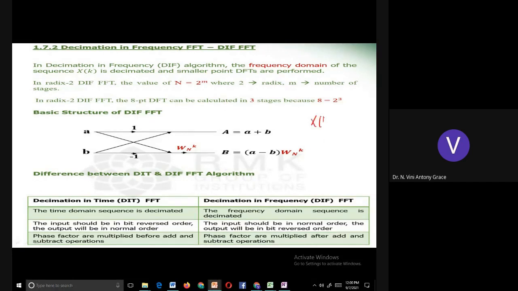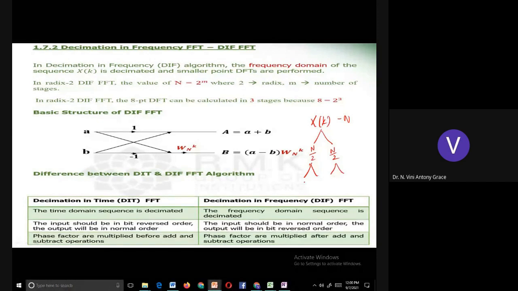Okay. But since we have already seen the derivation of DIT FFT clearly, if you go through the derivation that is given in the note, you will be able to understand it better. Okay. So here this N-point X of k will be decimated into two N by 2. And this again will be decimated into two N by 4. Now, since we are decimating the frequency domain sequences, we are naming this method as DIF method.